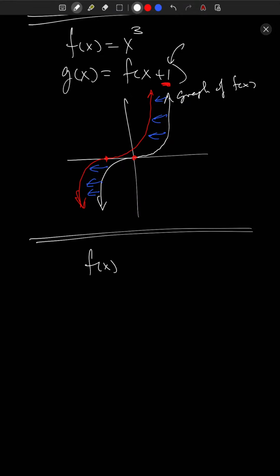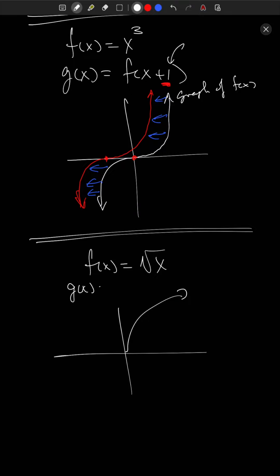Okay, so you can ask what happens if, instead of a positive number here, we have a negative number. So if f of x is equal to square root of x, that looks like that. And g of x is equal to f of x minus 1. Well, the way to remember this is that if it was plus 1, like in the example above, we're shifting to the left by 1 step. Now it's minus 1, so we're shifting to the left by minus 1 steps. But shifting to the left by minus 1 steps is the same as shifting to the right by plus 1 steps. Okay, so ultimately, this guy here is going to look like that.